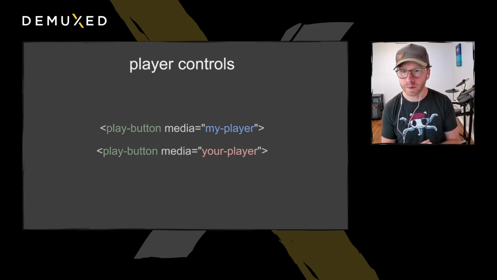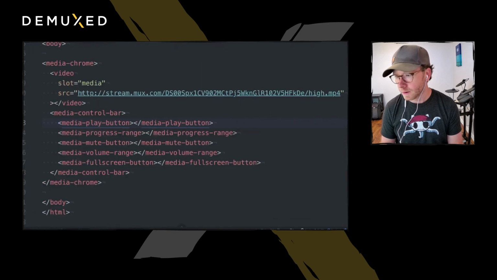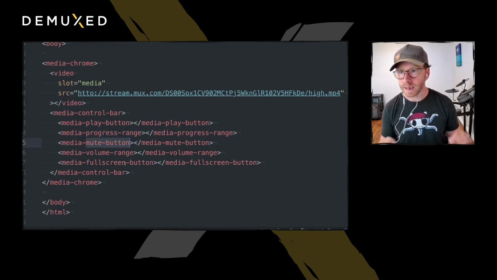So here's an example of what it could look like to build a play button that points to your player or my player and just works because we're all speaking the same API. Of course, I built a demo of this. Here I have an example of some basic controls. We've got a play button, progress range, mute button, volume, full screen, all built as individual custom elements with a simple amount of functionality that can be moved around because they're HTML, styled with CSS, and pretty simple APIs.